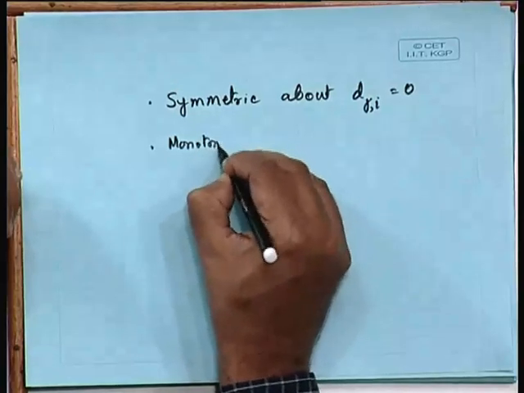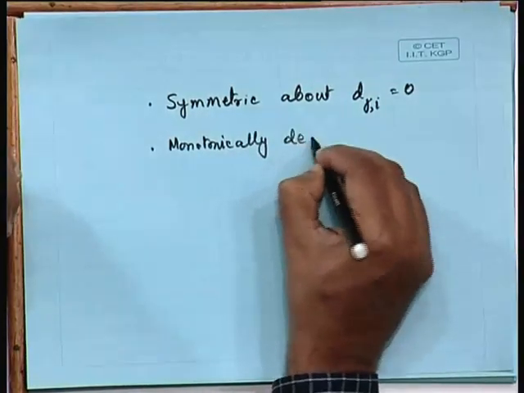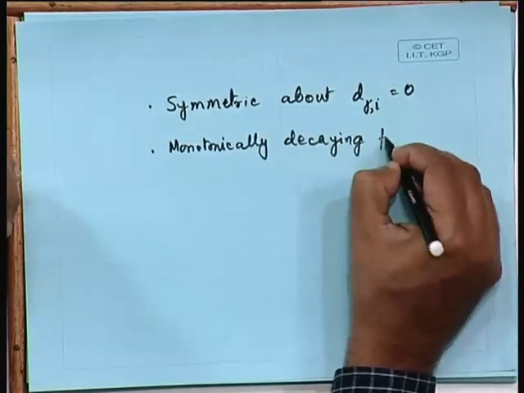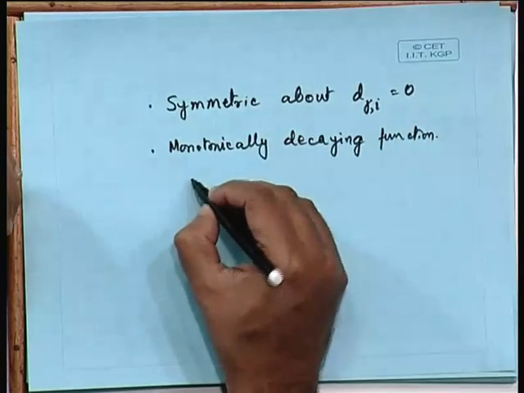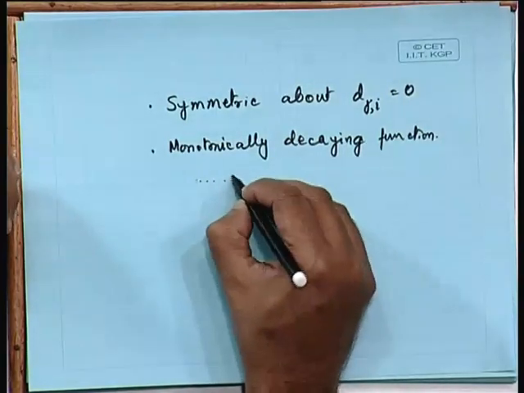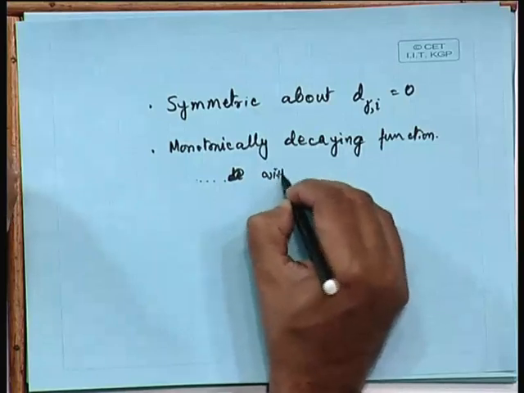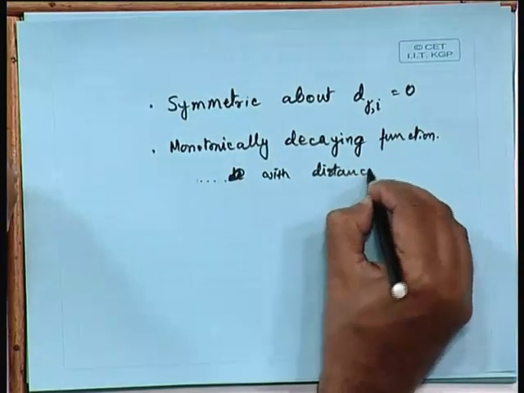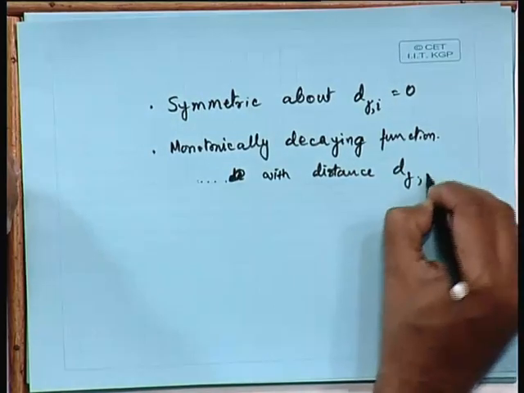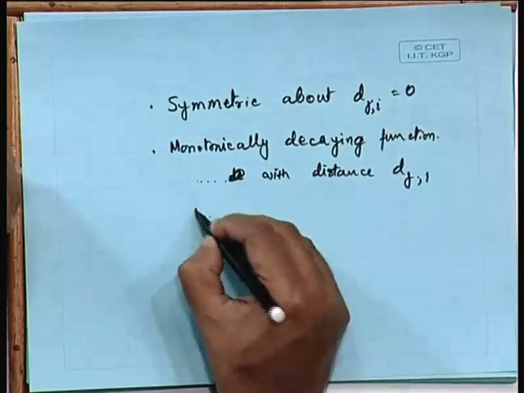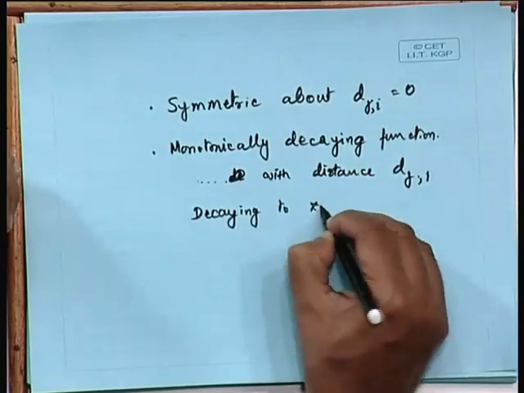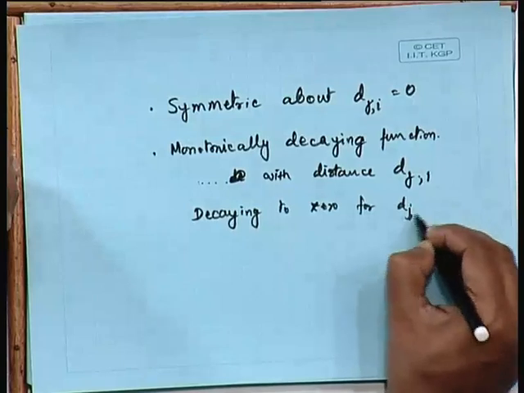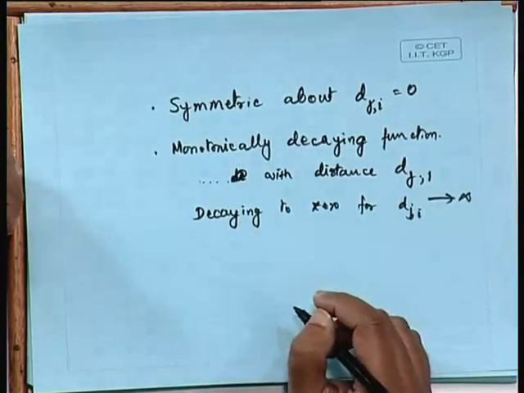And the other thing which I already said is that it should be a monotonically decaying function. So, it decays with the lateral distance dji, and it should be decaying to 0 as dji tends to infinity.